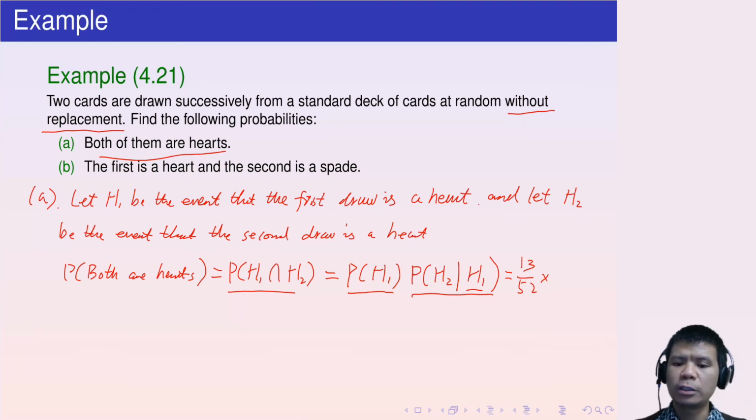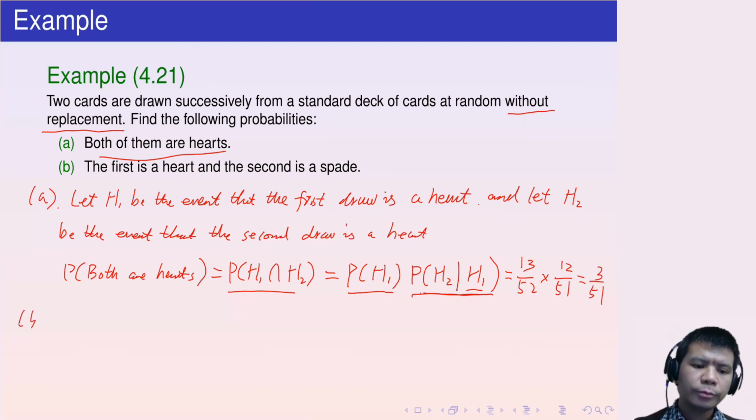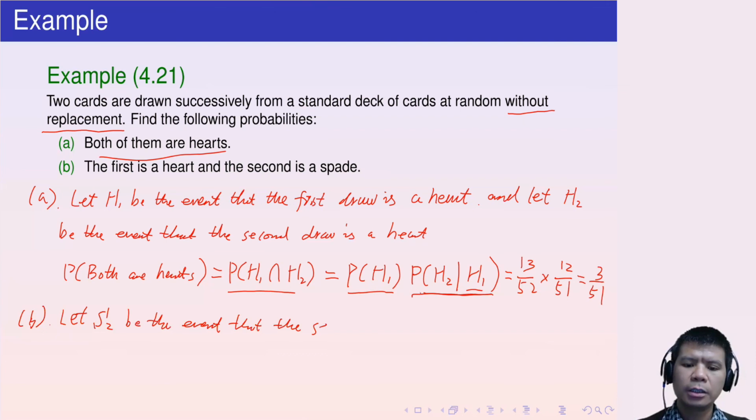So therefore, this conditional probability will be 12 over 51. So you can find that this is 1/4 times 12/51, which is 3/51. Okay, so first is the heart. Now again, you can just let S2 be the event that the second is a spade.